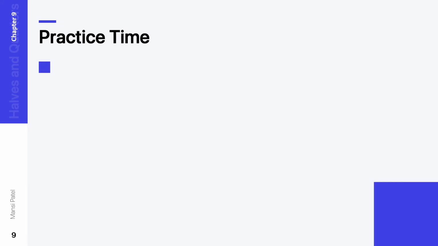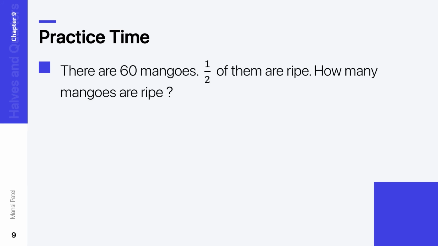Now let us have the practice time. There are 60 mangoes. 1 upon 2 means half of them are ripe. So how many mangoes are ripe?